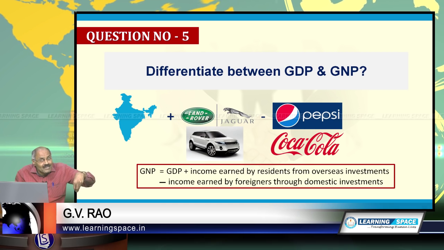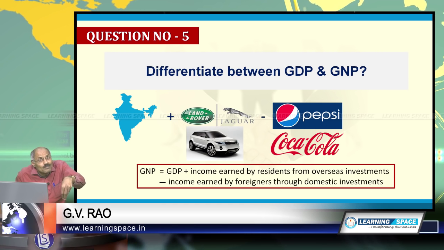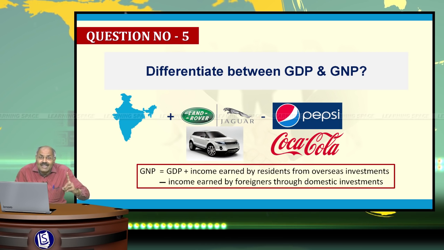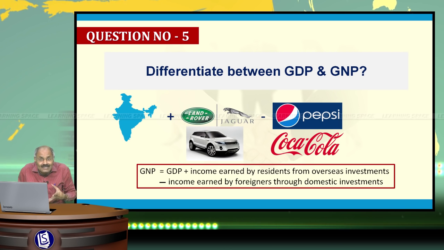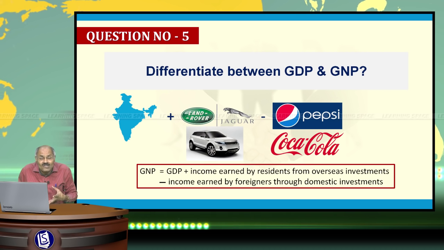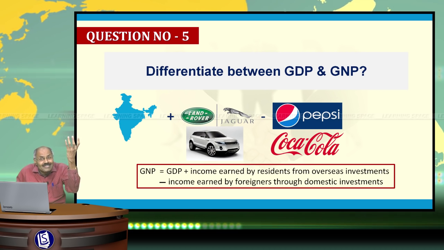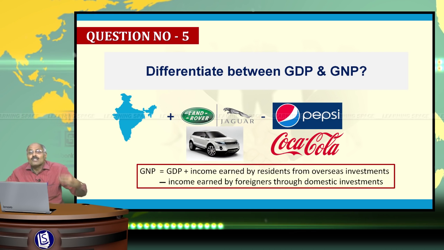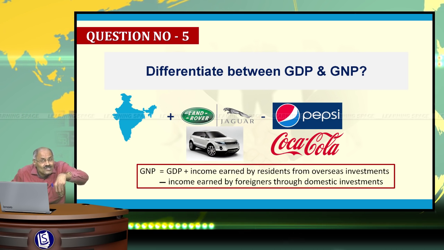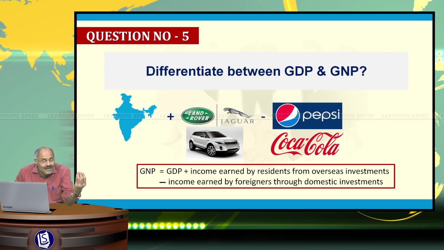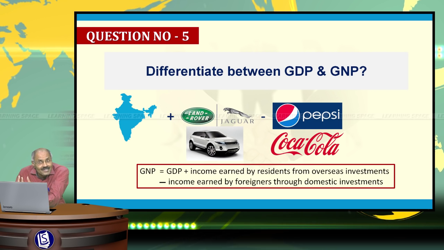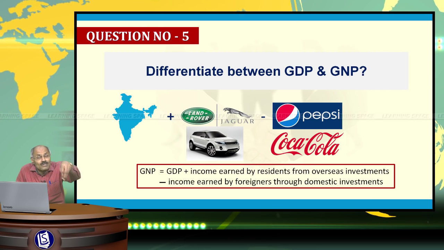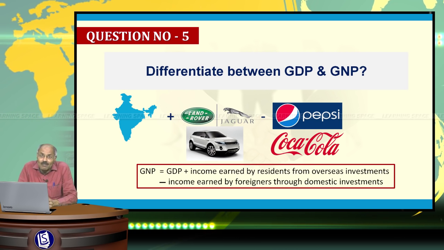You may ask a supplementary question: what is net domestic product and net national product? If you consider depreciation of assets, depreciation means if you are purchasing a new car, its value goes on reducing year after year, that is depreciation. So, if you consider depreciation, that is net domestic product and net national product, right? So, with this illustration, I hope you are clear about GDP and GNP.